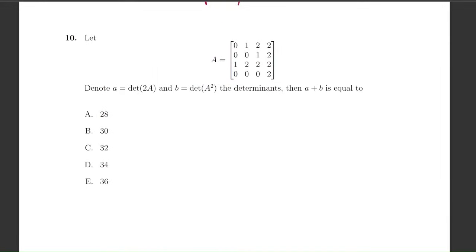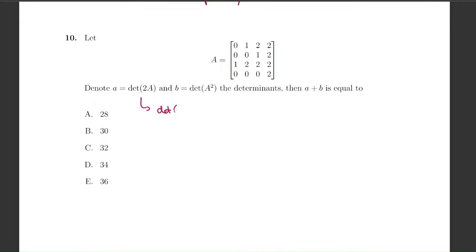Okay. Let A be this interesting matrix, and we denote little a as the determinant of 2A, and then b as the determinant of A squared. So we're trying to find what a plus b is equal to. Okay. These are just applying the rules of determinants.